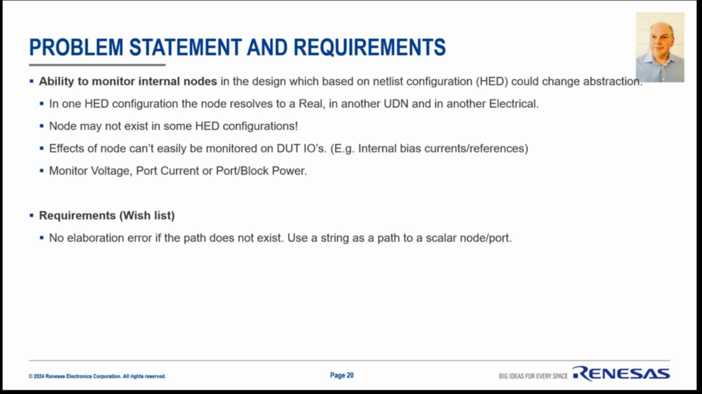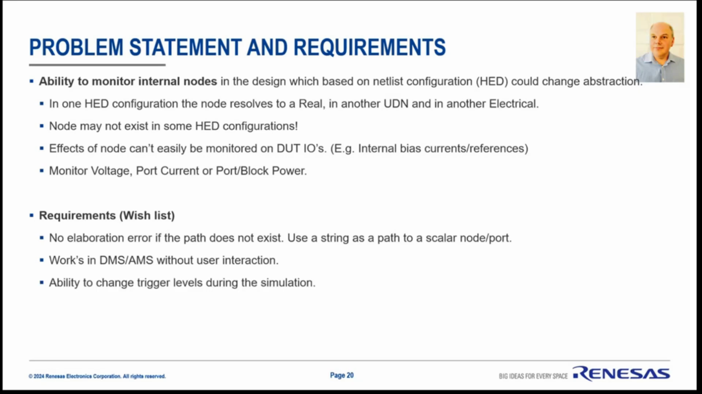So here's my wish list. When I come to build these things, I don't want an elaboration error if the path doesn't exist. So I want to be able to pass a string to a scalar node or port. The nice thing about that is then I can make it up dynamically, and the test case can call it. I want it to work seamlessly in DMS and AMS, so the user does not need to worry about the abstraction of the net they're pointing this to. It is dealt with automatically. They just call this monitor and it just deals with it.